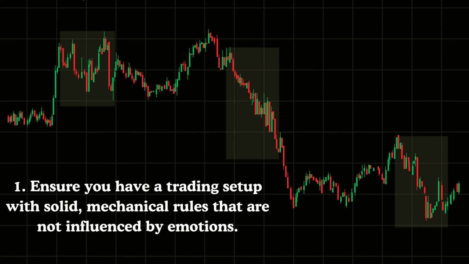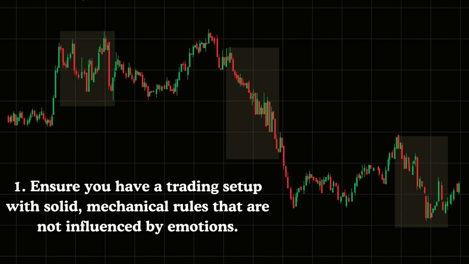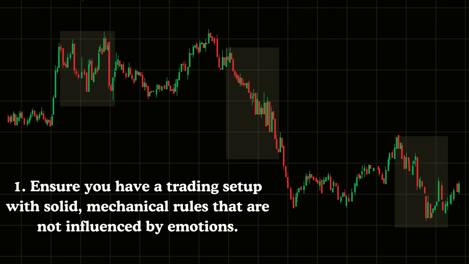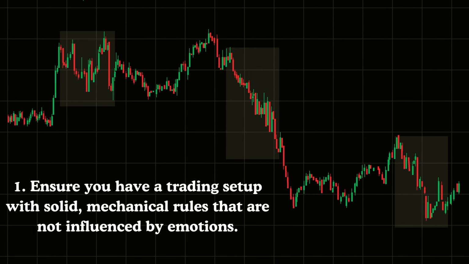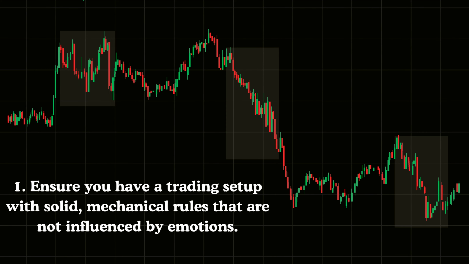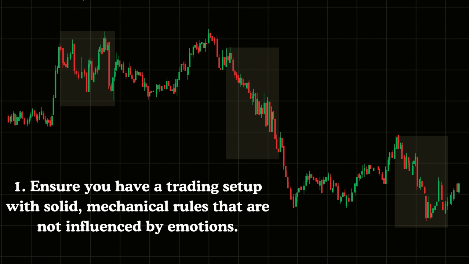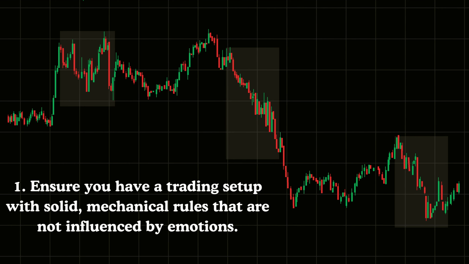Start by using a trading setup with clear, rule-based criteria that aren't swayed by emotions. Stick to these rules during backtesting exactly as you would in live trading. For instance, if you're a session trader who operates only during the London session, make sure to include that in your backtesting. Only consider trades within that specific time window.